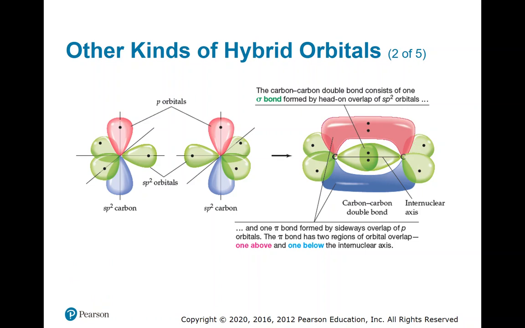And so when we have two bonds between two carbon atoms, or indeed any double bond really, what we're going to have is one sigma bond from the overlap of hybrid orbitals and one pi bond formed from the indirect overlap of unhybridized p orbitals. So that's an sp2 hybridization case.